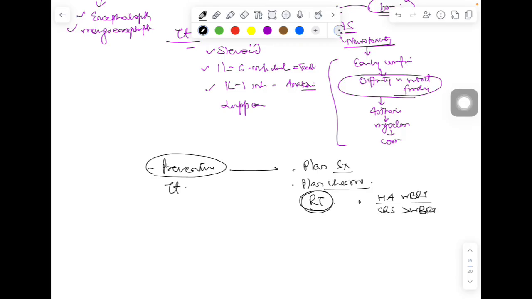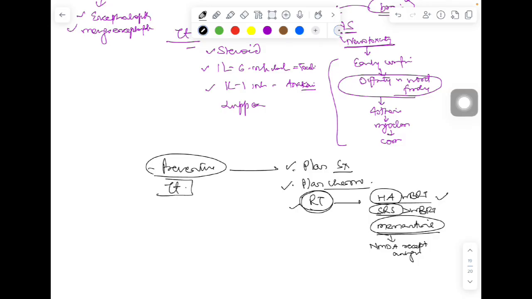Then we have the agent memantine, which we have read about in the RT related adverse effects chapter, that it is an NMDA receptor antagonist. So the main advancement came in RT with SRS or hippocampus avoidance and memantine, which is an NMDA receptor antagonist. So that's the preventive part. Plan chemo, plan surgery, plan RT with these things.